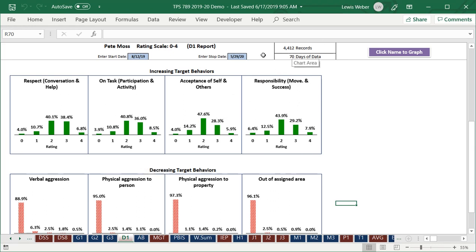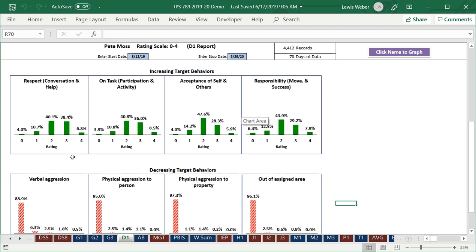And I'm going to just bring you up to the top here to show you that this student had 4,412 ratings, data points, over 70 days of data. So it gives you a good way to justify that the data are based on, or the graphs are based on, a considerable amount of data. So let's take a look at what this is, because this is a great way to summarize data for parents.